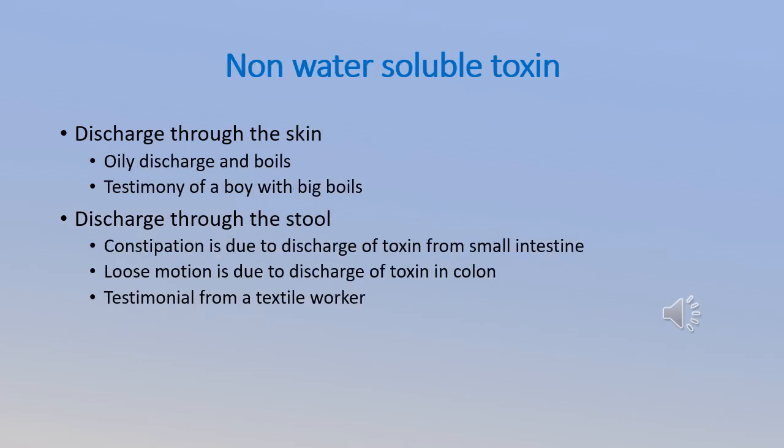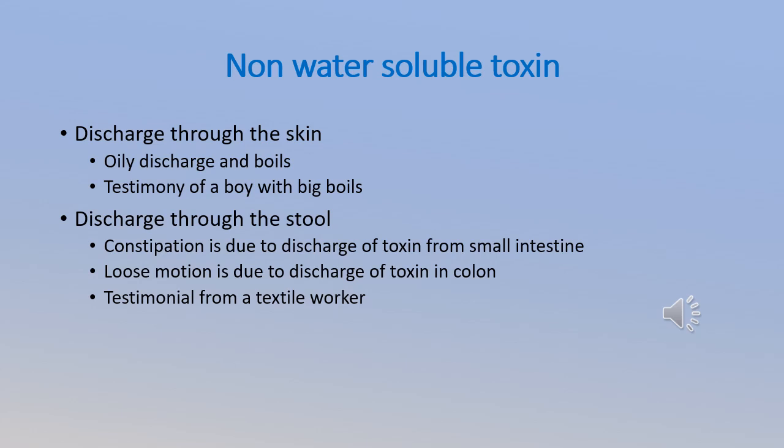Next is the non-water soluble toxin. The non-water soluble toxins are normally oil toxins or sometimes minerals. They discharge through the skin. The skin becomes oily, and also sometimes boils and pimples appear on the skin. Most of the things are discharged through the stool. When discharged through the stool, some people experience constipation. Some people experience loose motion.